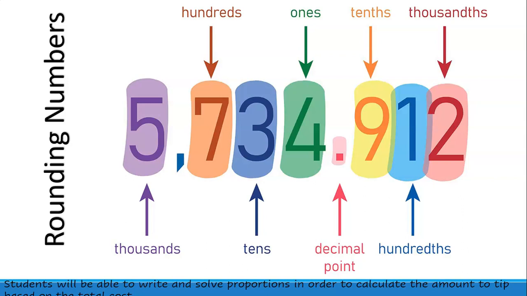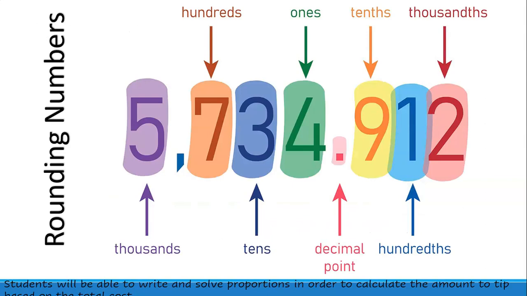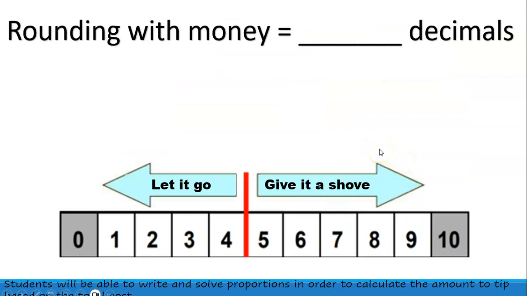And also remember, we talked about when we're rounding to the nearest hundredths, we're going to look at the thousandths place. 5 and above, you give it a shove. So if we were rounding this to the hundredths, the thousandths place has a 2. 4 and below, you let it go. So you're going to let this go. So that would be 0.91. When we're dealing with money, we're always rounding to 2 decimal places. That's the same as saying we're rounding to the nearest hundredth, which is the math way to say it.